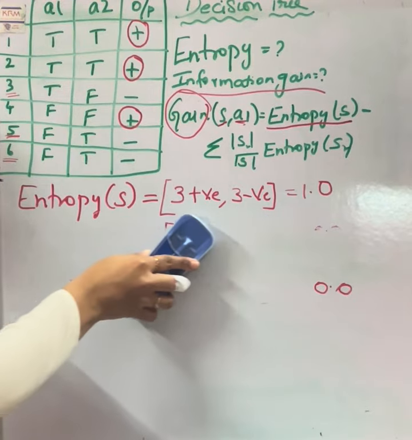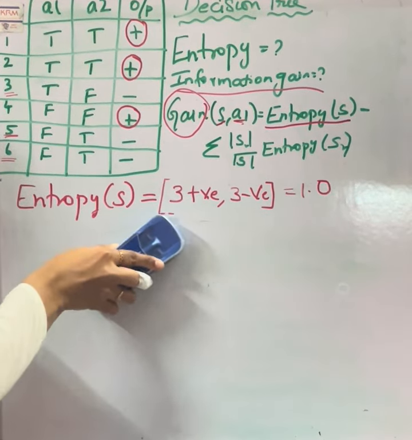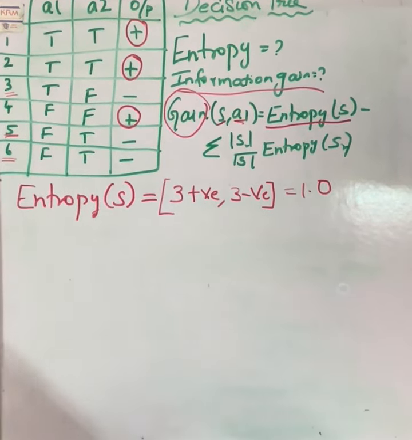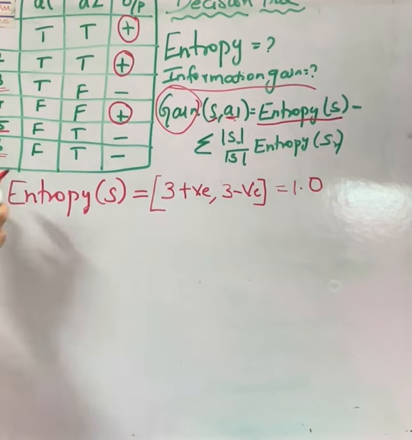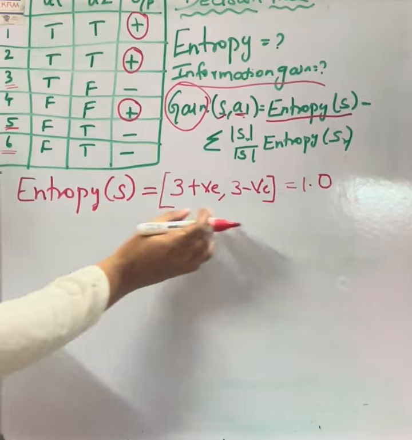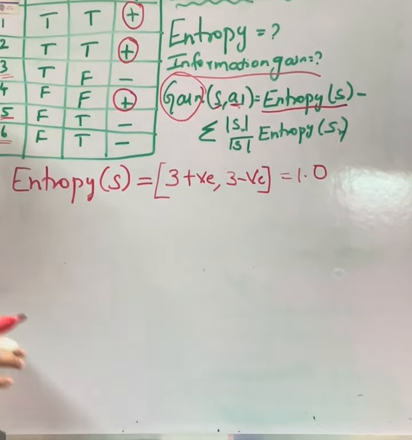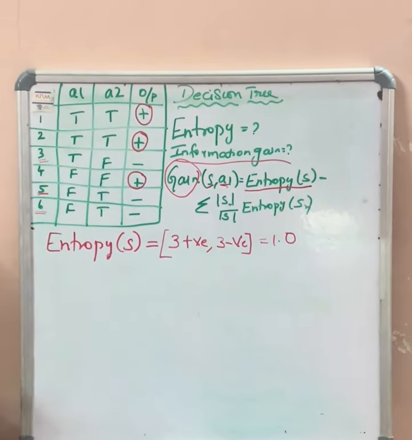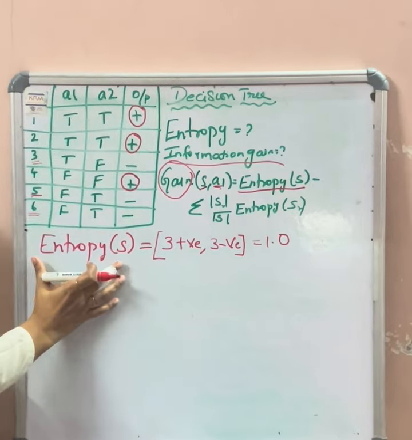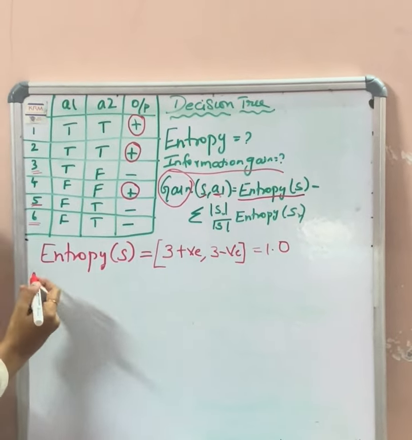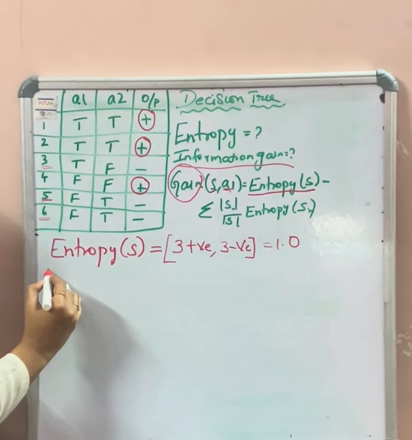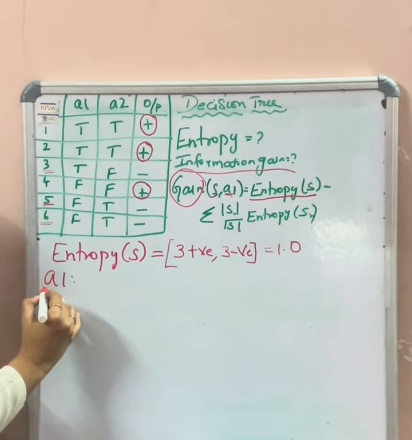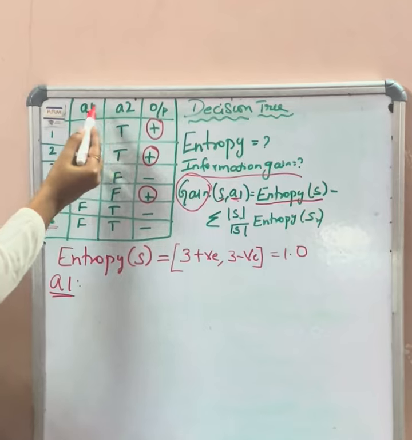If you have different numbers, obviously you have to apply the formula and find the entropy based on the calculation. As of now, based on the sample, the entropy of S is 1.0. So as we have identified the entropy of the whole sample, now it's time to calculate the information gain for the attribute A1. We have two different features, A1 and A2.